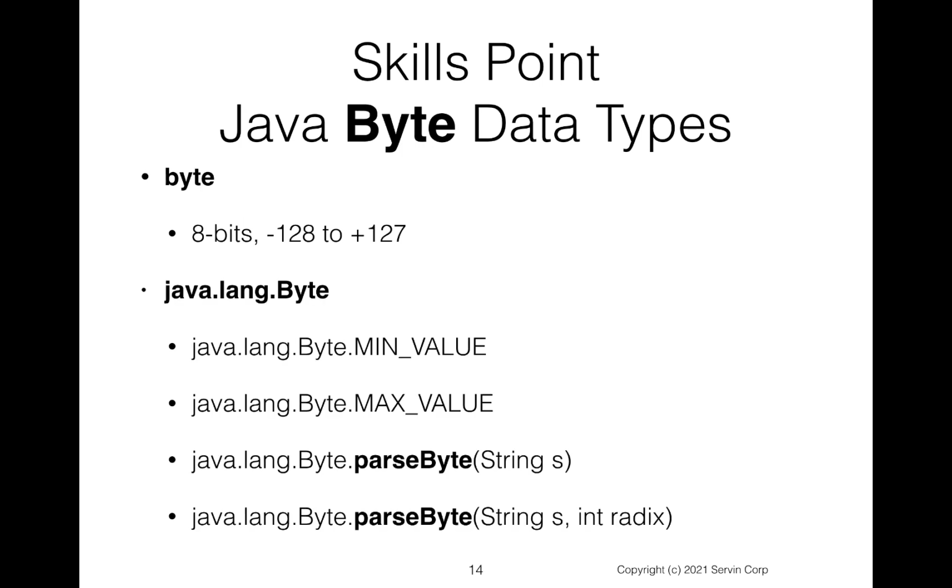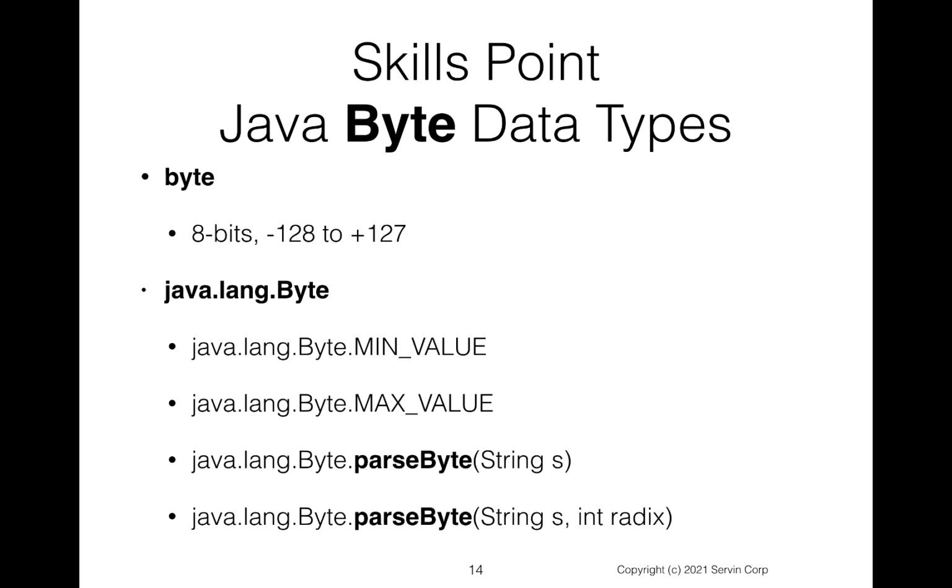So when we look at the Java byte data type, again, it's 8 bits, going from minus 128 to plus 127. And as with the other primitive data types, it also has a class that goes along with it, the java.lang.Byte. Notice I mentioned a few of the items that go with it. For example, Byte.MIN_VALUE. So you don't have to really remember the minimum values, minus 128. It's defined for you as MIN_VALUE. And there's also a Byte.MAX_VALUE.